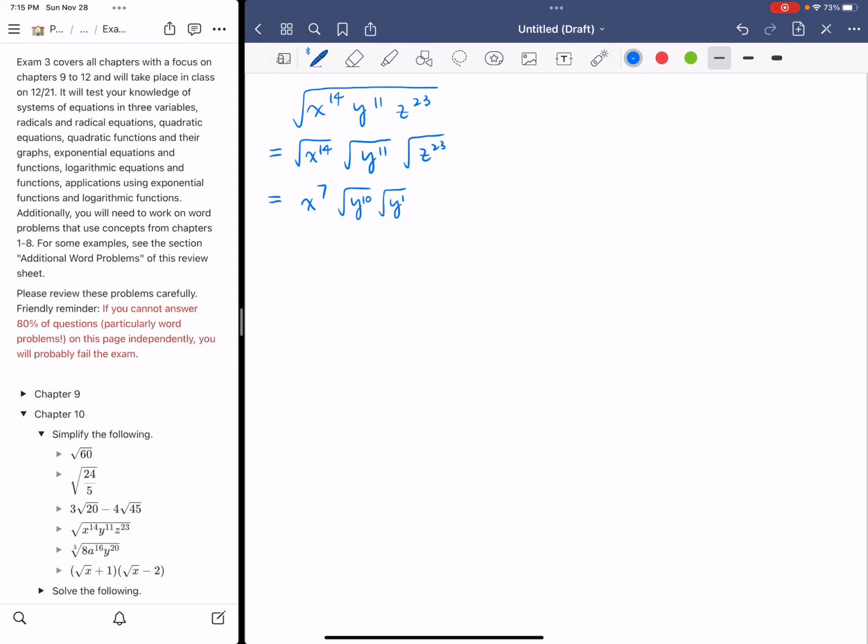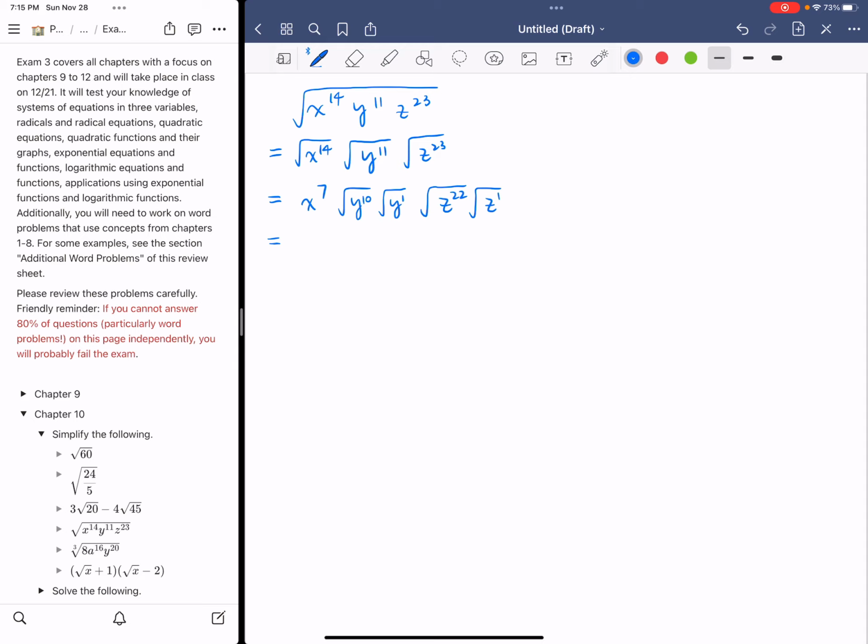We do the same thing for z to the 23rd. We're going to split it into square root of z to the 22nd times square root of z to the 1st. And of course, that first exponent, that 1, you don't need to write. I just write it here for demonstration purpose.